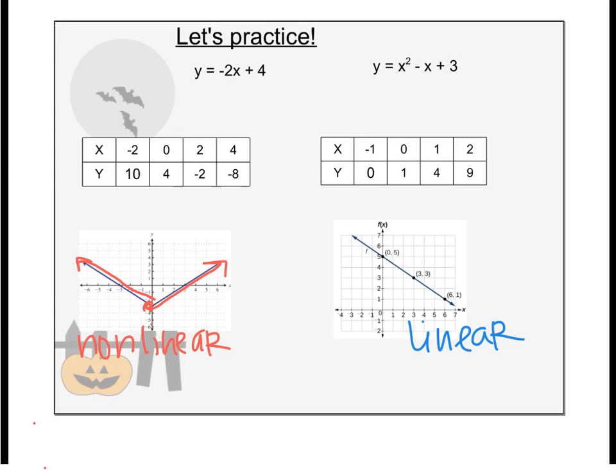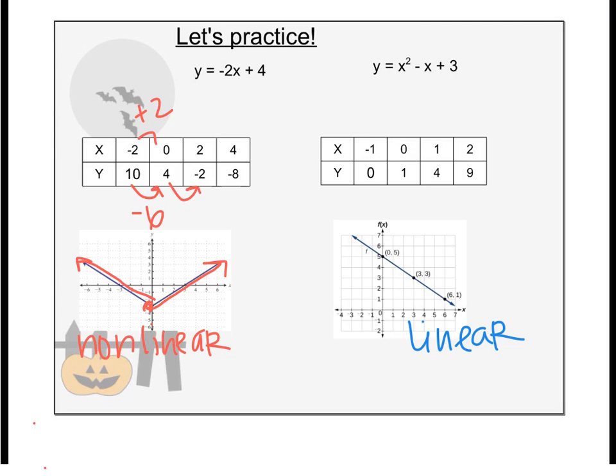Alright, let's look at that first table. So I'm looking at the table on the left. Remember, we are looking for a constant rate of change. So I'm going to check what my x's and y's are going up by. So 10 to 4 is subtracting 6. Negative 2 to 0 is adding 2. So now I need to check if my other sets of points show the same thing.